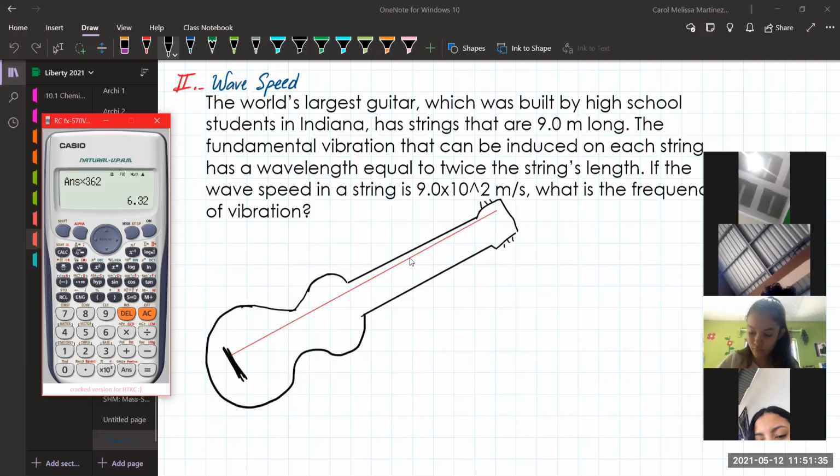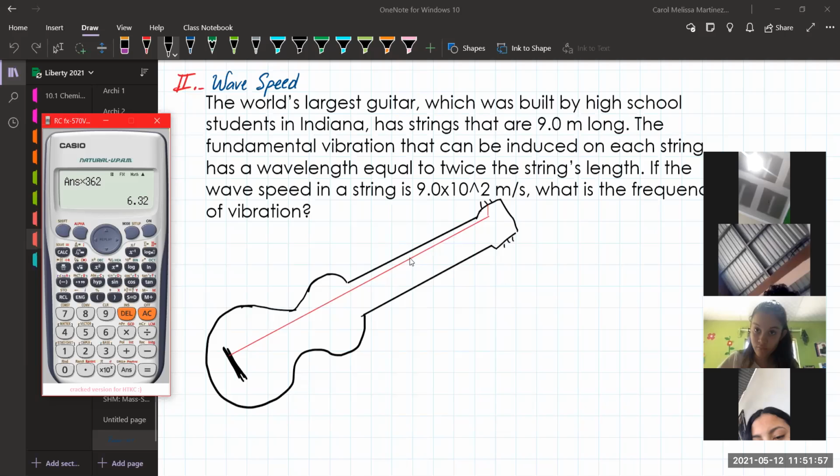Okay, and here it has like some pins where the string is being attached to it. Well, kind of, it's not perfect.